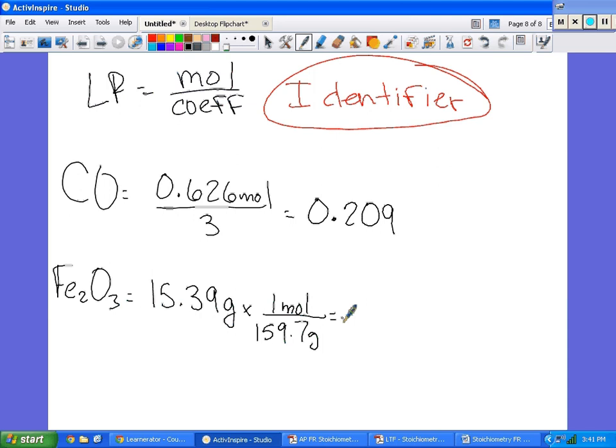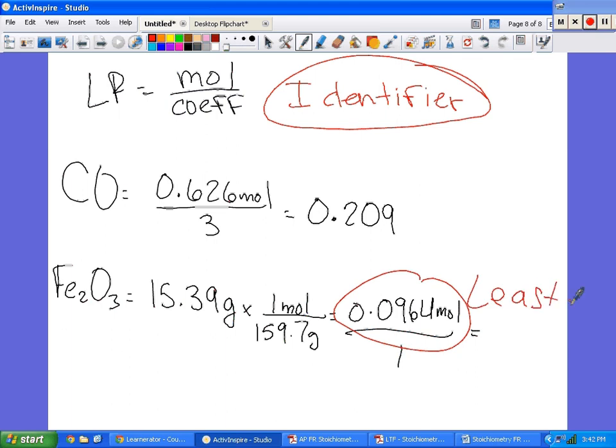Okay. All right. What was the number of moles for this that you got? Very good. 0.964 moles. Now, what's the coefficient for this one? In the balanced equation, it's 1. So, isn't it the exact same answer? So, based on this, what's your limiting reactant? Very good. Since this is the least, then that means this is the what? It's your LR. Yes, ma'am.